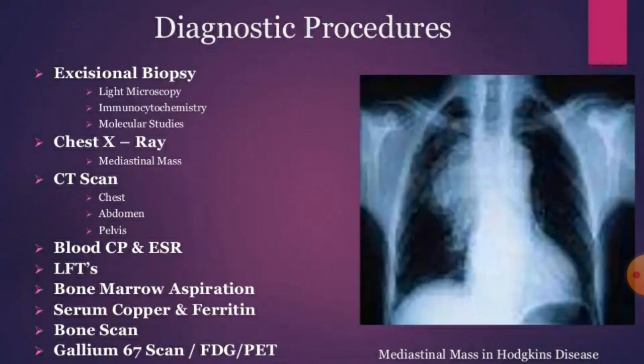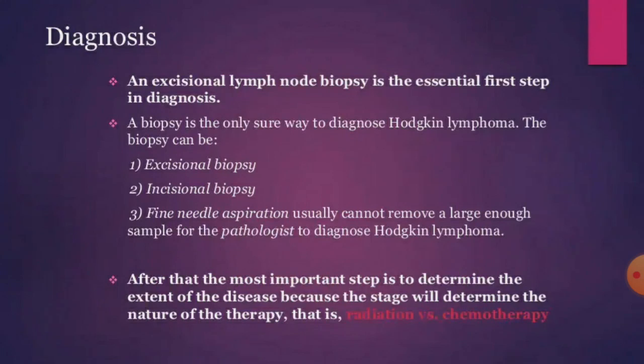Diagnostic procedures: excisional biopsy, light microscopy, immunocytochemistry, molecular study, chest X-ray for mediastinal mass, CT scan of chest, abdomen, pelvis, blood CP and ESR, LFTs, bone marrow aspiration, serum copper and ferritin, bone scan, gallium 67 scan, FDG PET. Diagnosis: an excisional lymph node biopsy is the essential first step in a diagnosis. A biopsy is the only sure way to diagnose Hodgkin lymphoma. The biopsy can be excisional or incisional. Fine needle aspiration usually cannot remove a large enough sample for pathologists to diagnose Hodgkin lymphoma.